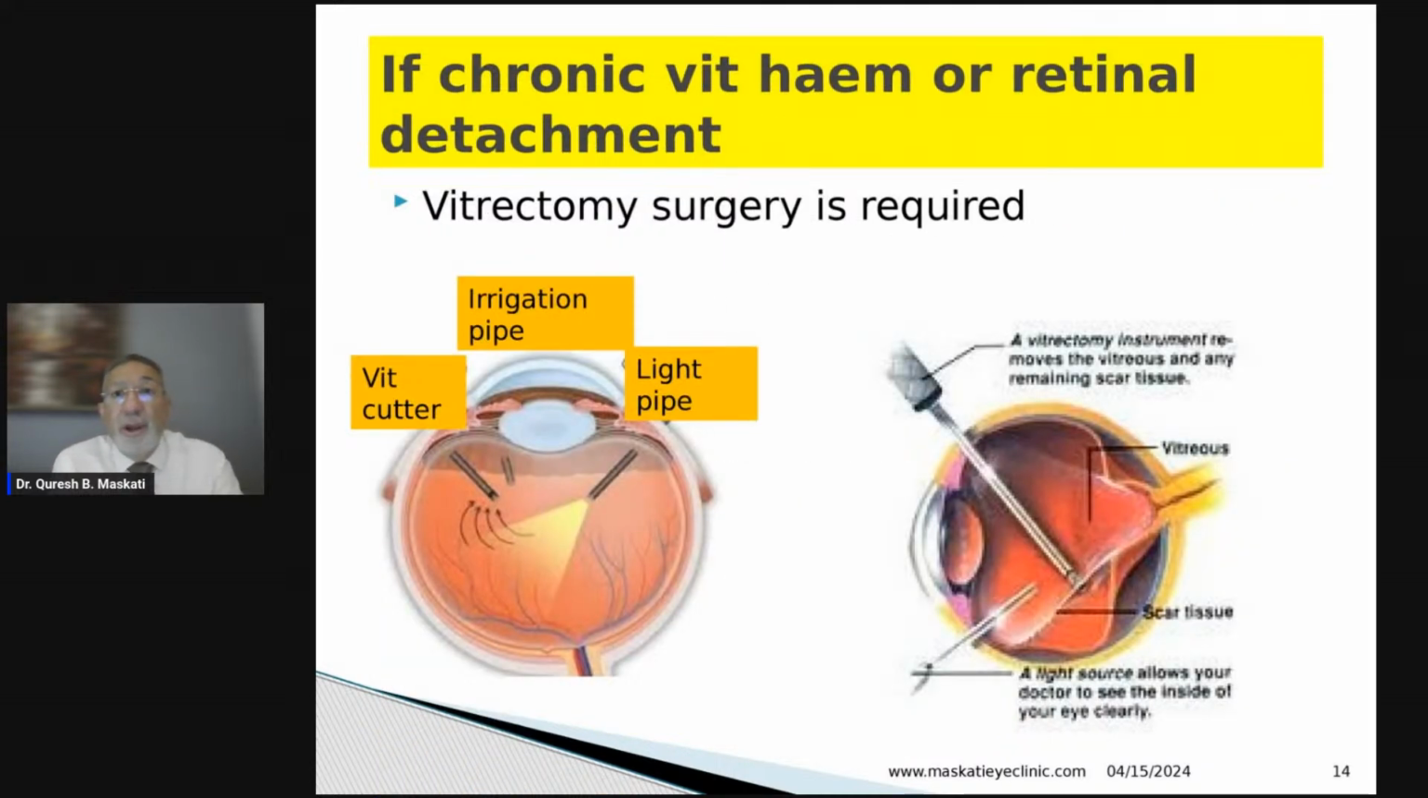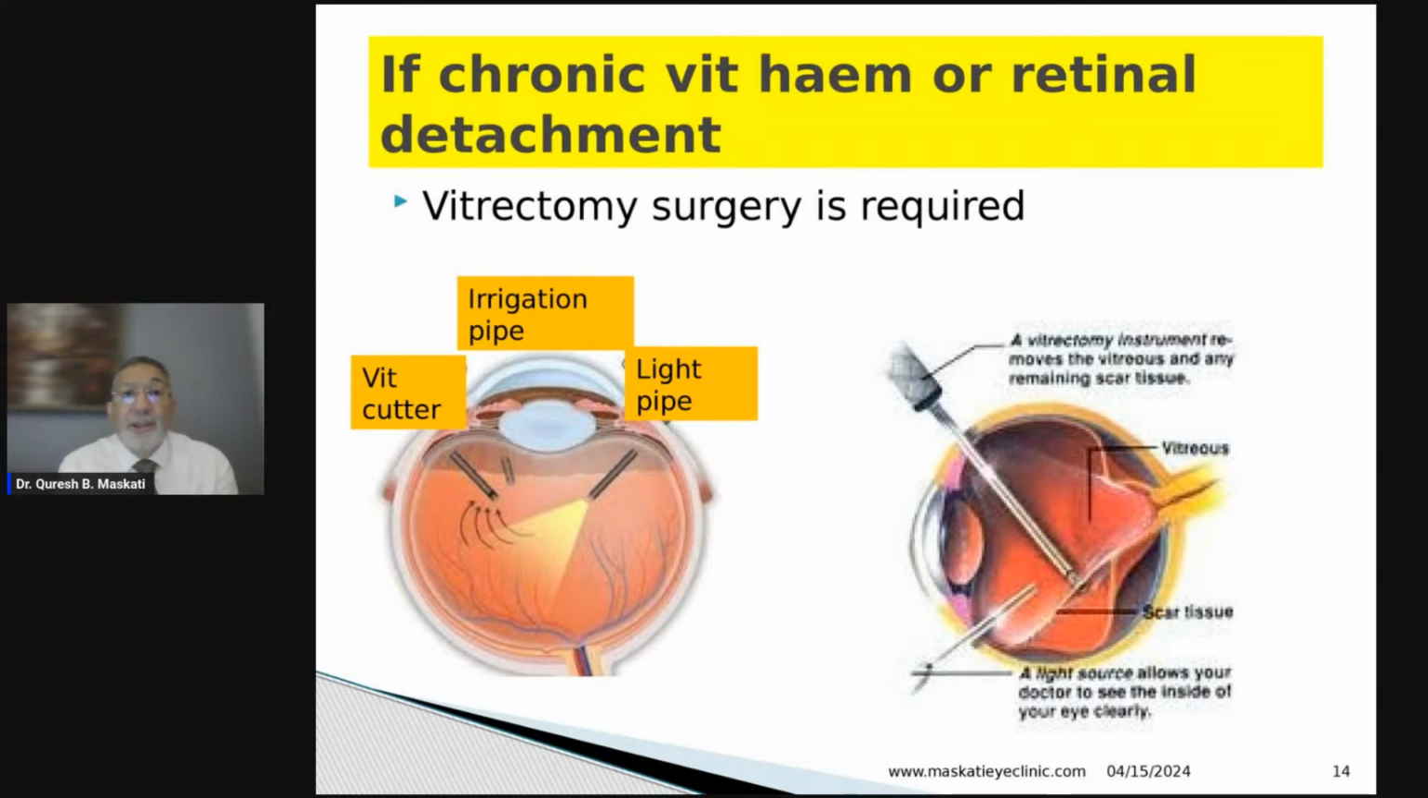If there is a chronic vitreous hemorrhage or retinal detachment, the traction detachment that I told you about, then we wait for 3 to 6 months. If it doesn't improve on its own, we do a surgery called vitrectomy, where usually 3 pipes are put into the back of the eye. One is the light pipe, which allows the surgeon to look at the back of the eye because it's all hemorrhage, so you can't see otherwise.